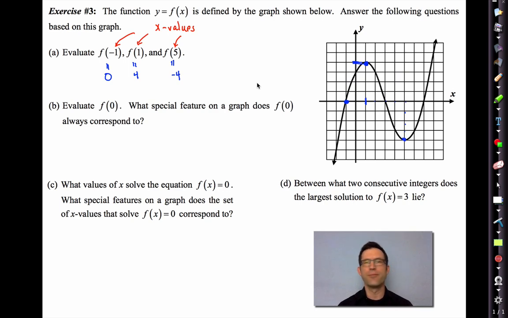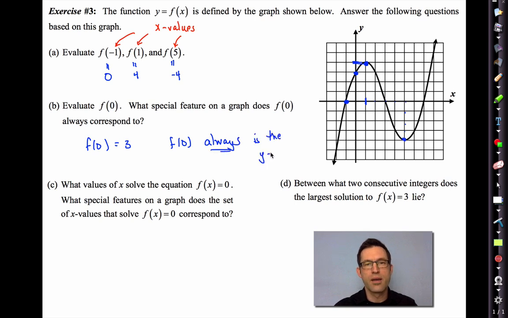What's f of 0? Well, that means the input has to be 0, and the output, f of 0, is 3. And f of 0 always is the y-intercept. Always is the y-intercept.